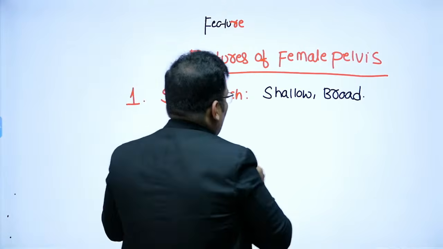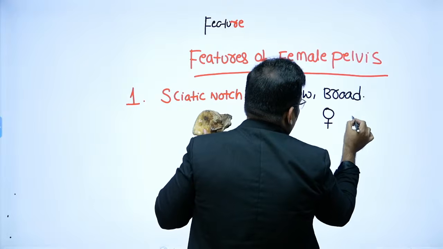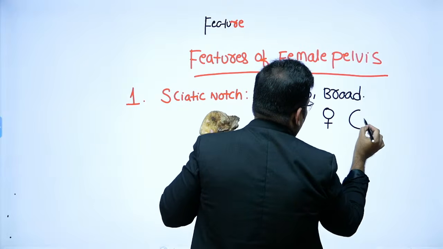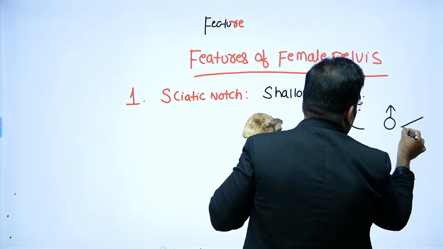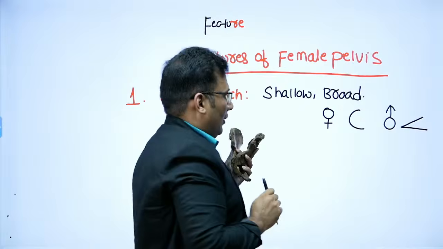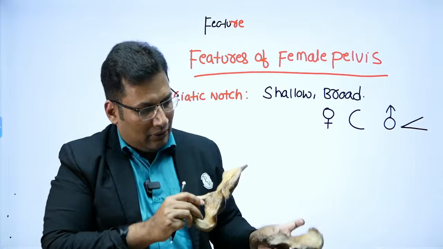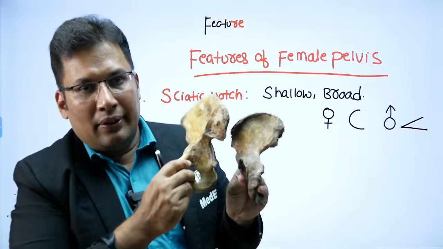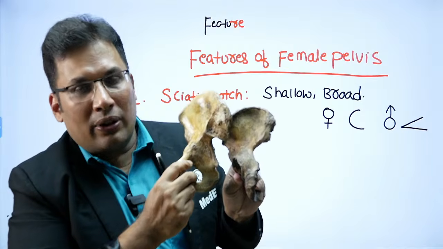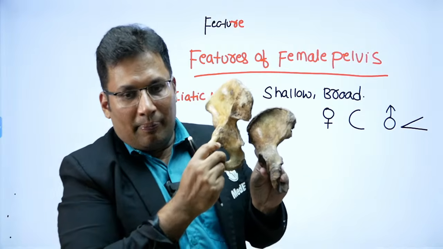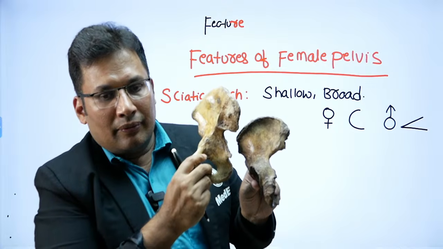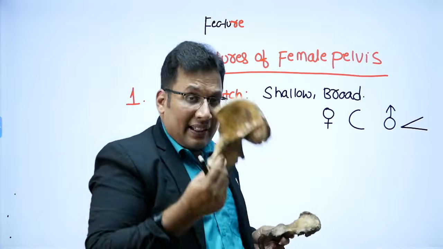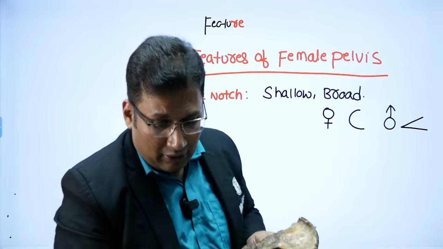So in female it looks like this. In male, somewhat like this. I think you can make out here. Can you make out the first difference, guys? Yes. The second difference, let's come back to the female pelvic bone.